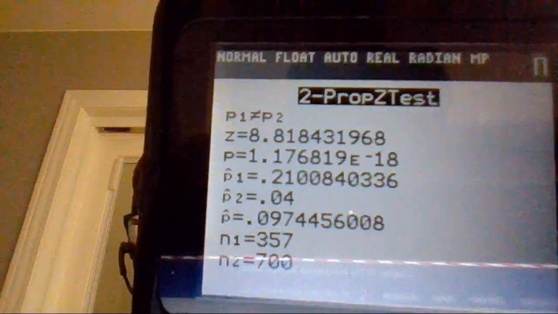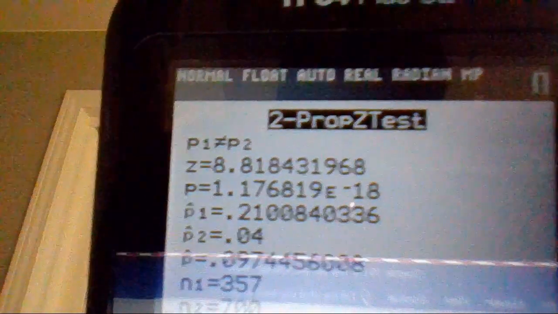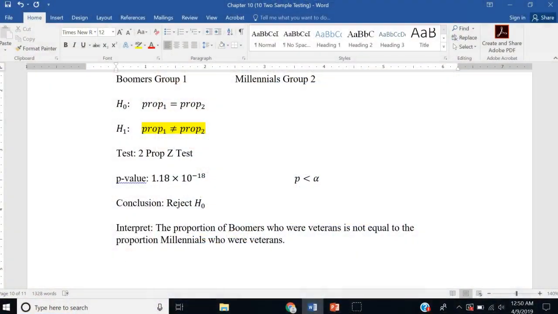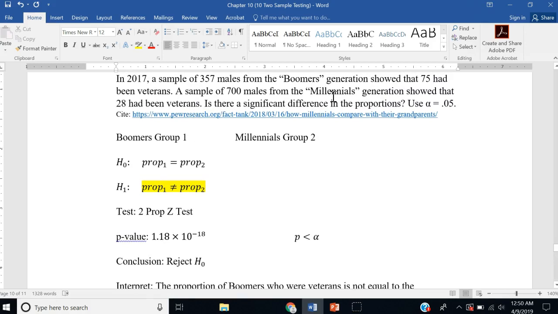There's a p-value, there's p1, there's all kinds of other things. The p-value there is at the top, 1.18 times 10 to the negative 18th. P1 hat is 0.21. That's the proportion of boomers from the sample that were veterans. So about 21% of the boomers we sampled were veterans, and about 4% of the millennials we sampled were veterans. So that's what the P1 hat and the P2 hat are.